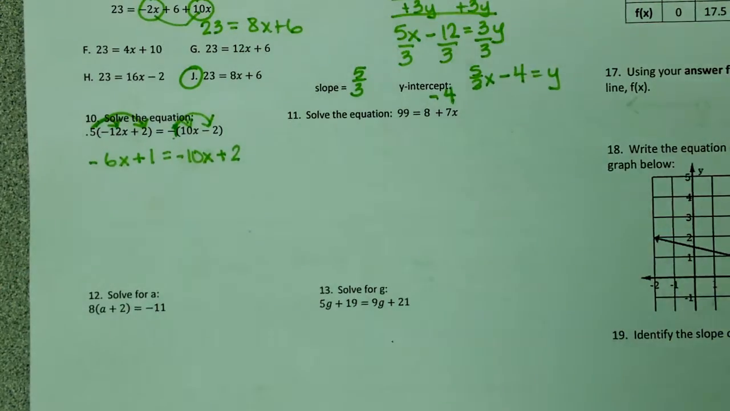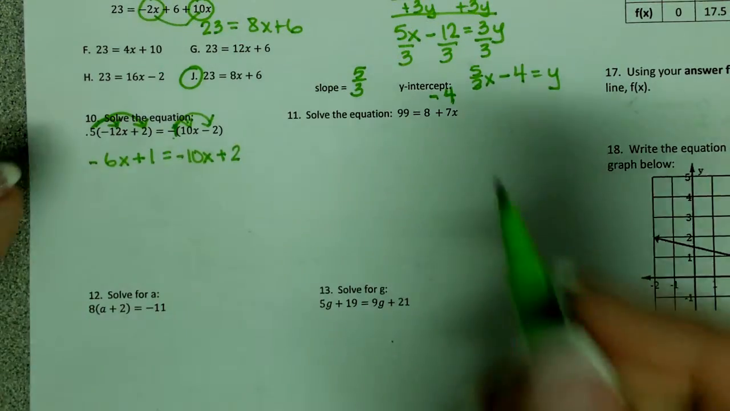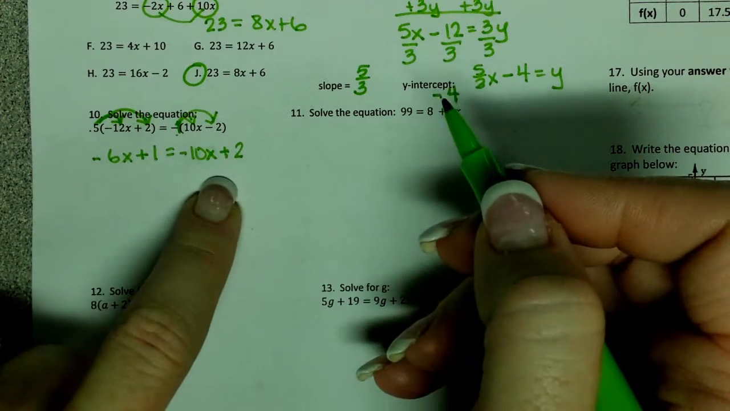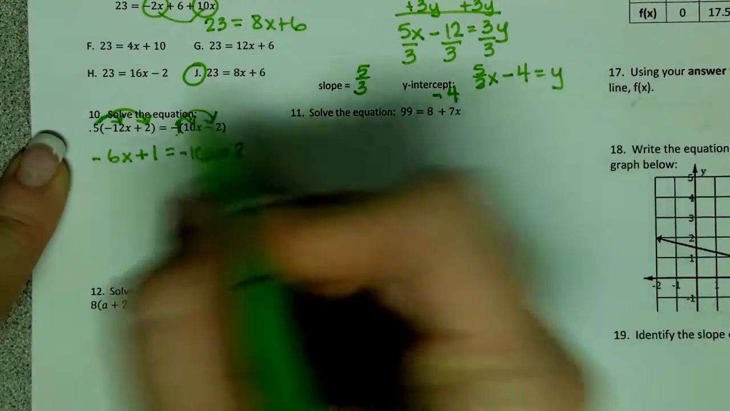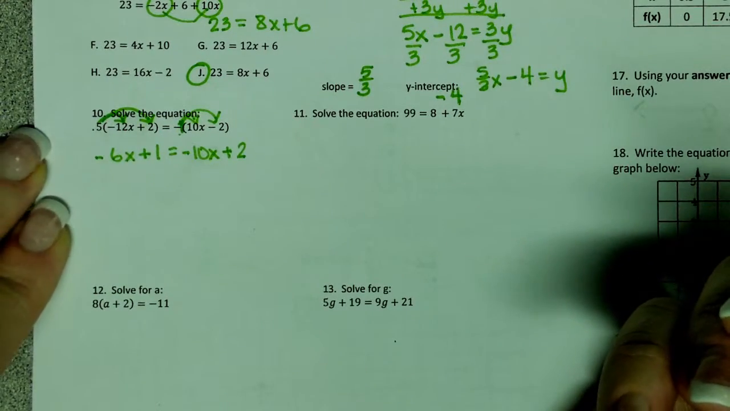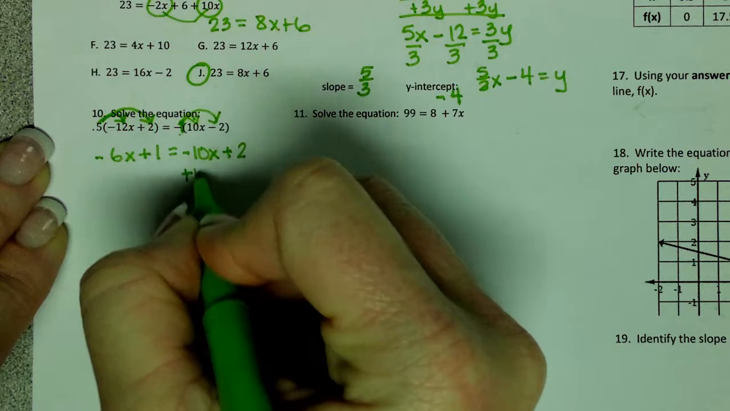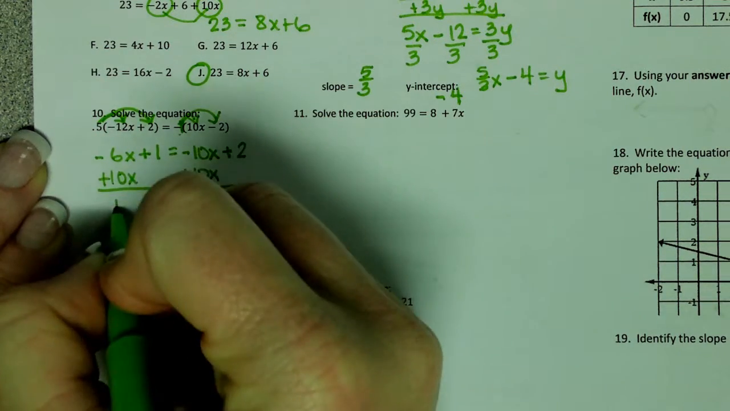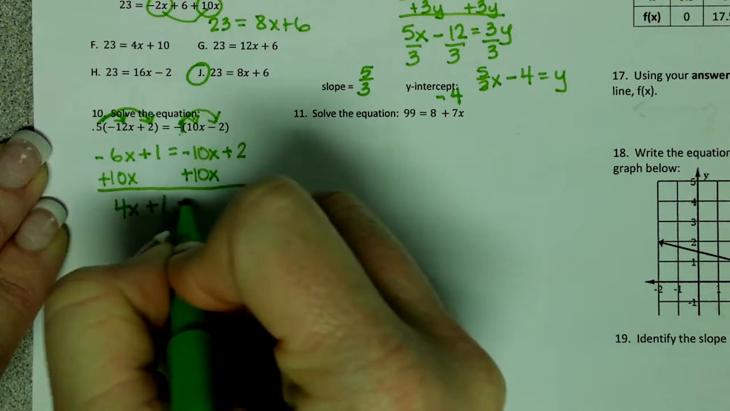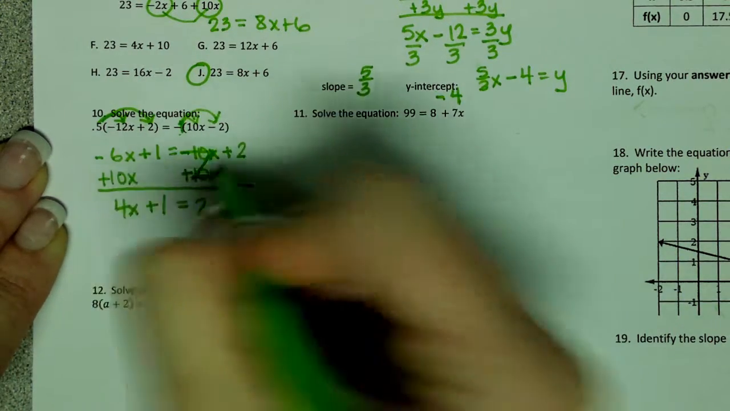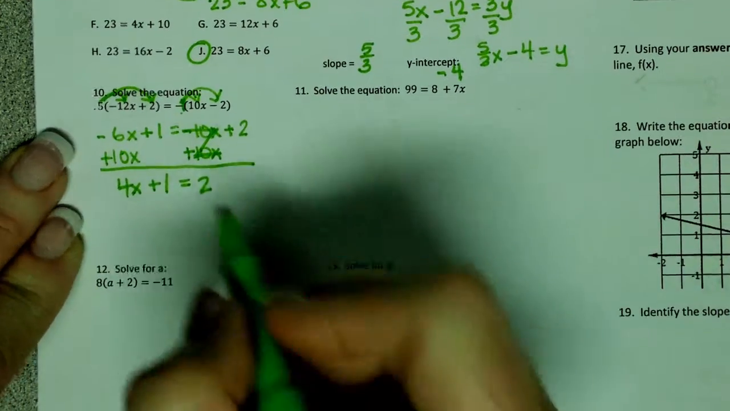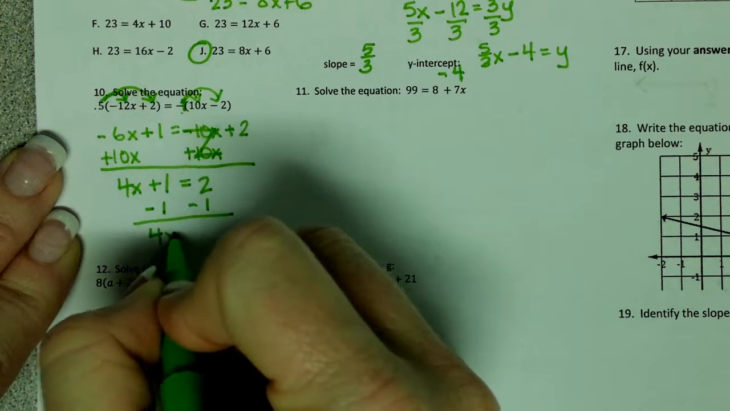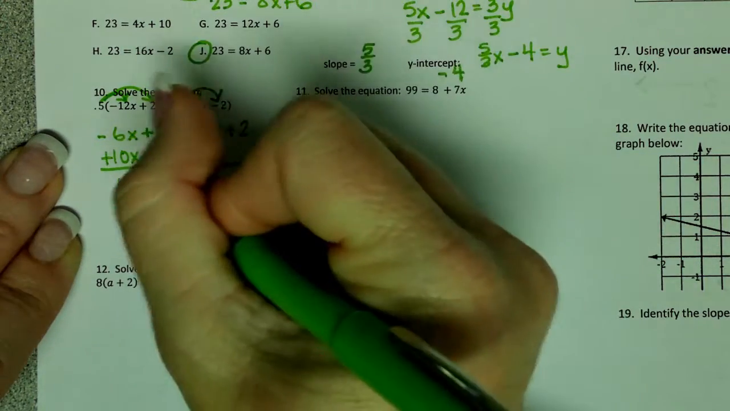Okay, so we got to get all of our x's together, right? So which one's smaller, negative 6x or negative 10x? Negative 10x is the smaller value, so let's move that one over. We're going to move it over by adding 10x to both sides. So that gives us 4x plus 1 equals 2. Very good. Now we're going to subtract 1 from both sides. So we got 4x equals 1.